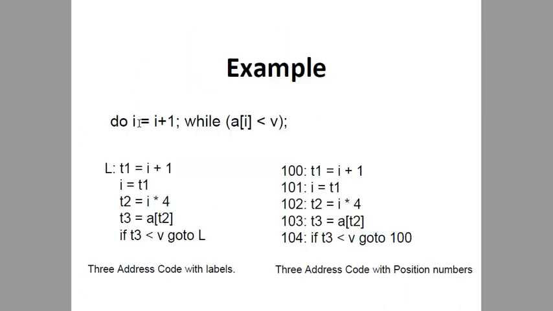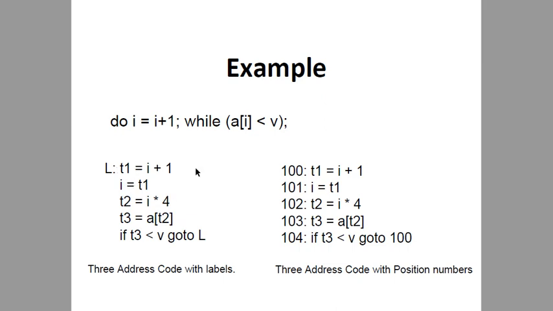Okay, so let us look into one example. Suppose we have the statement: do i is equal to i plus 1 while a[i] less than v. For this particular statement, what will be our 3 address code? The 3 address code I have shown with labels. A label is required for the goto statement, because if T3 is less than v, where will it go? So we have labeled the first statement, do i is equal to i plus 1. The value of i plus 1 is stored in one temporary variable, and we are updating the value of i by assigning this i plus 1. So a temporary variable is used.